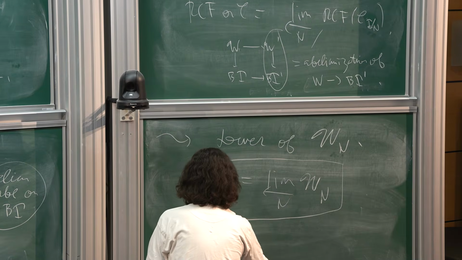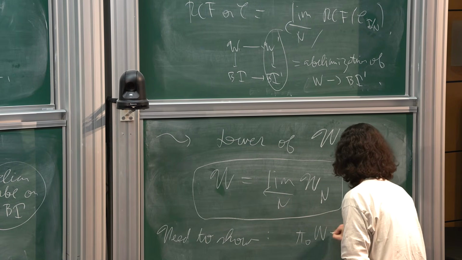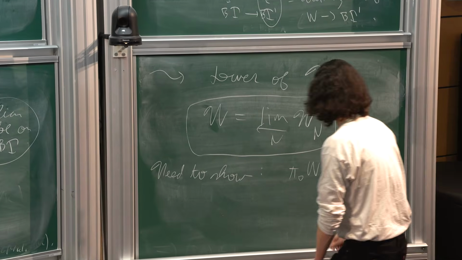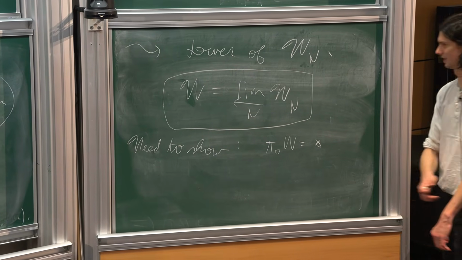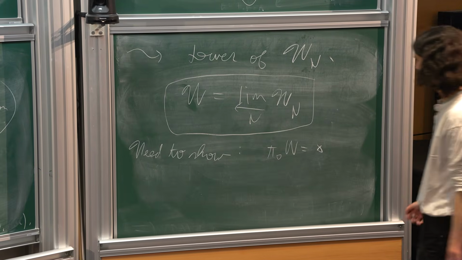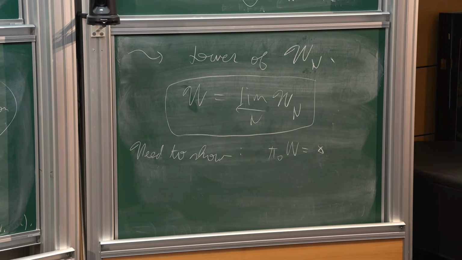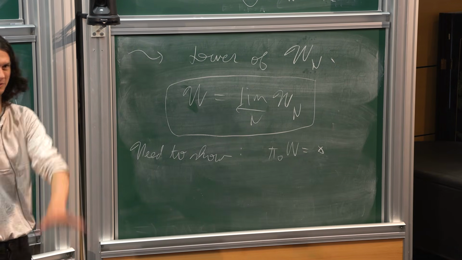You need to show, if you want a group, you need to show that pi 0 of W is trivial. Actually, that's exactly what you need to show, that the pi 0 is trivial. In particular, non-empty. So we will continue the discussion next time, because this comes from a compactness argument, as Ofer already hinted.